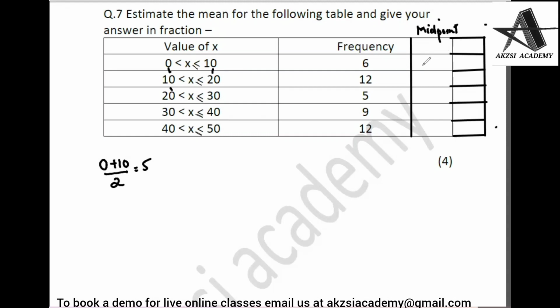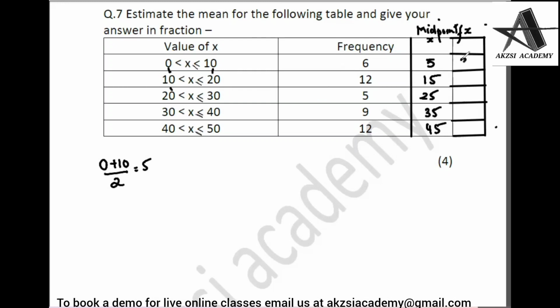So 0 to 10, the midpoint is 5. For 10 to 20, it's 15. For 20 to 30, it's 25. Here it's 35 and 45. Now what you need to do is multiply with the midpoints. Let me name the midpoint x. x times f, fx. So one by one, multiply the frequency with the midpoint.